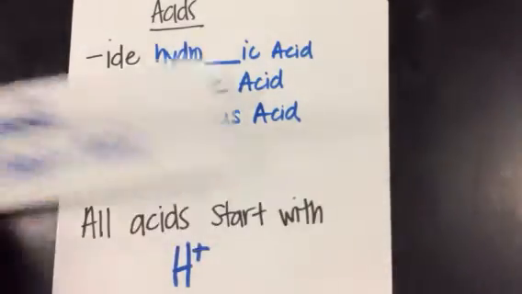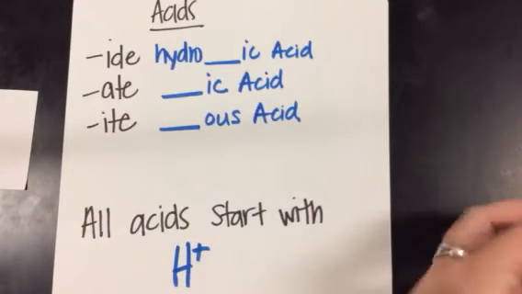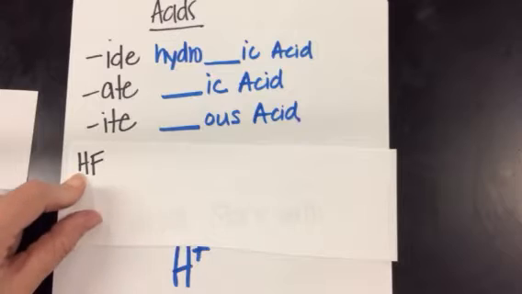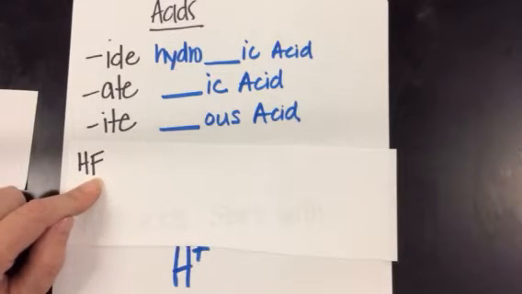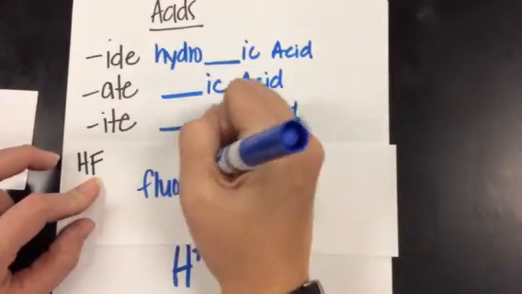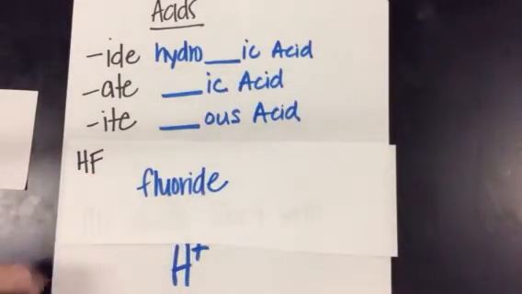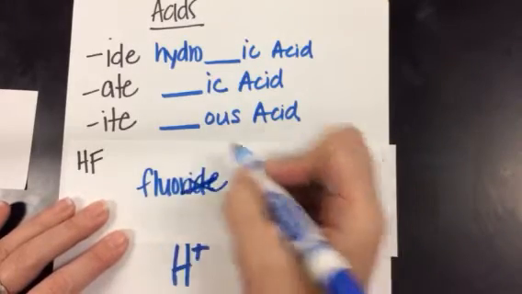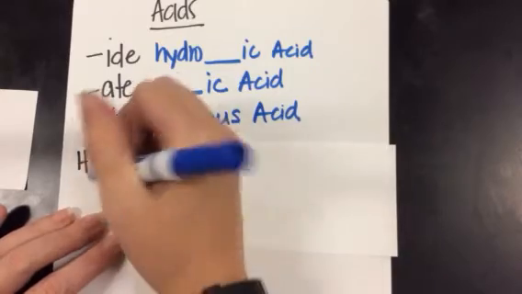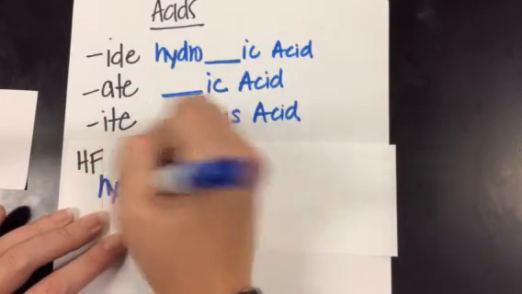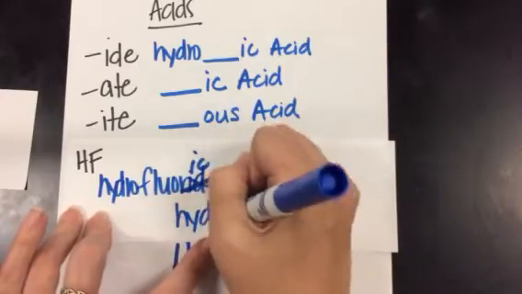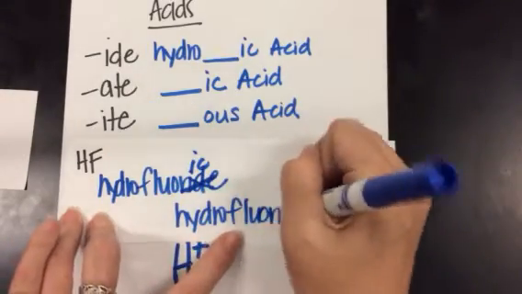Now this next one, I have HF. So I have H, which just means that it's an acid. And then F is fluoride. For my fluoride here, what we're going to do is we're going to take away the ide, we're going to put in ic, but because it had ide, we're going to put hydro at the beginning. So the name of this acid is called hydrofluoric acid.